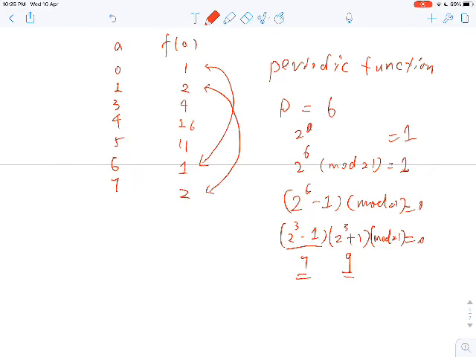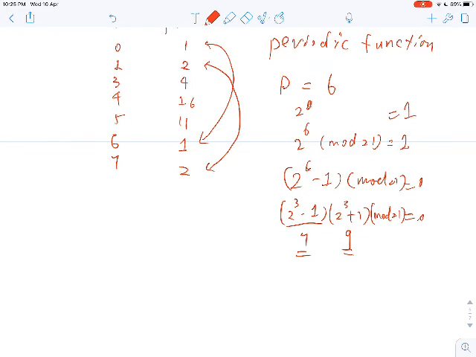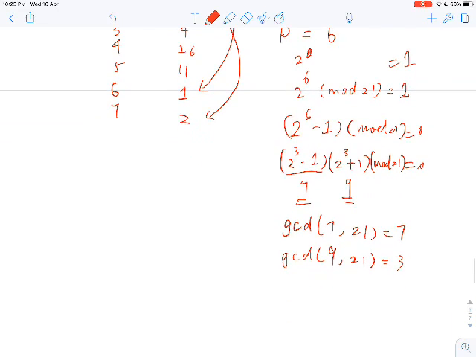Now we've got two numbers, 7 and 9, and the next part is we want to know the factors of 21. Obviously 7 and 9 are not factors of 21, so what we do here is get the greatest common divisor of 7 and 21, which is 7. The greatest common divisor of 9 and 21 is 3, right? 3 and 7 are factors of 21. Now we solve the problem.